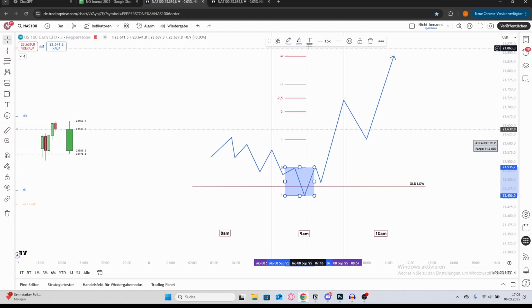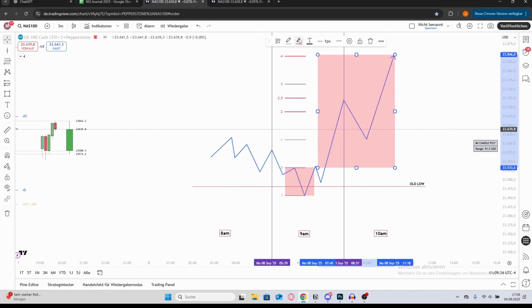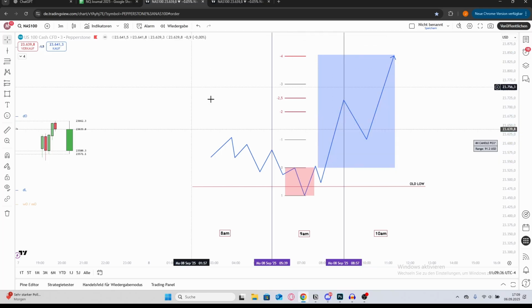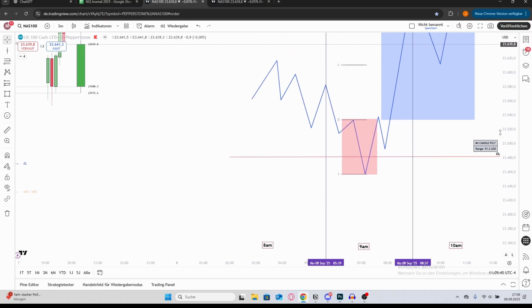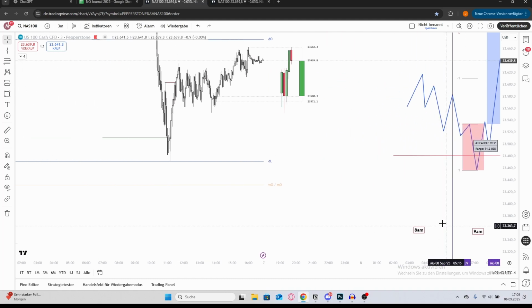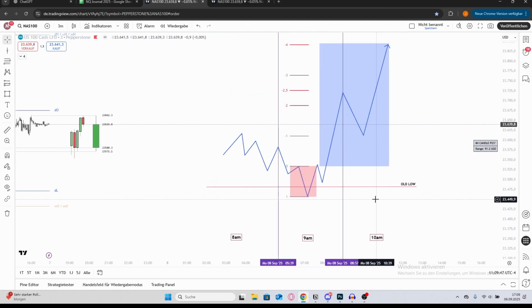I prepared one example here, so you can see accumulation, then manipulation. This time we have a bullish example, and then distribution, so we go higher. And what we use standard deviation for is we measure the price leg down here, so that's the manipulation leg, and it can give us a really good forecast. And you can see, I will go through some examples later. You can see it really works.